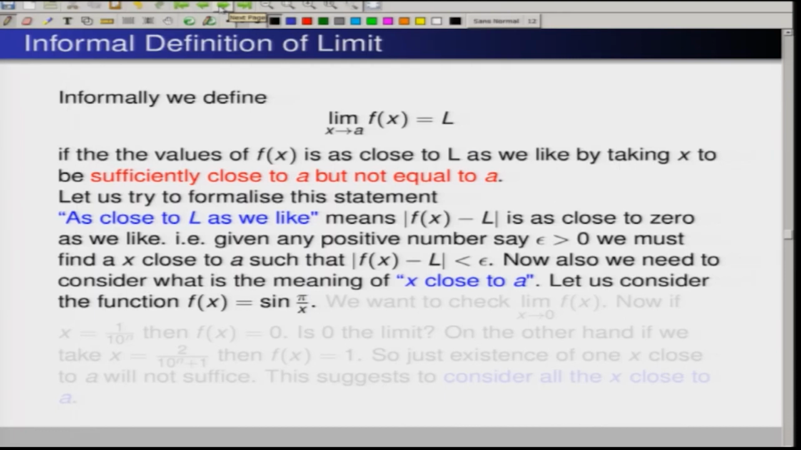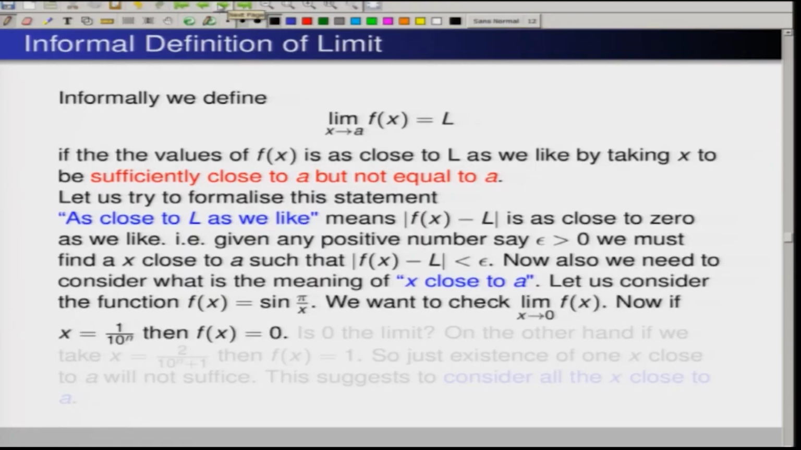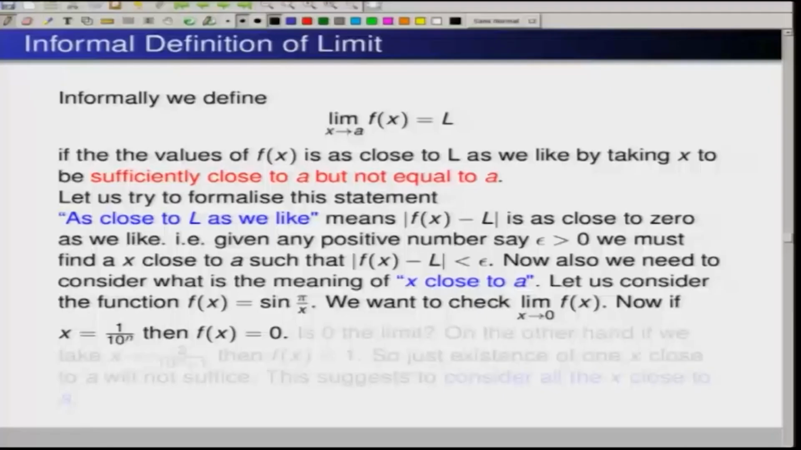Now, consider the function f of x equal to sin pi by x. This function is defined for any x not equal to 0. Now we want to check what happens when limit x goes to 0. If I take x equal to 1 by 10 to the power n, for large n, it is going to be a very small number. Then sin pi by 1 by 10 to the power n is sin pi into 10 to the power n, which is going to be 0.